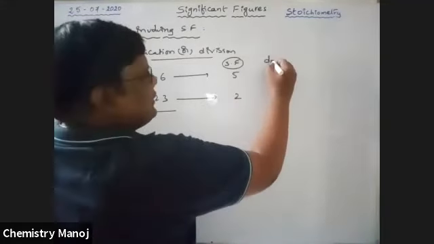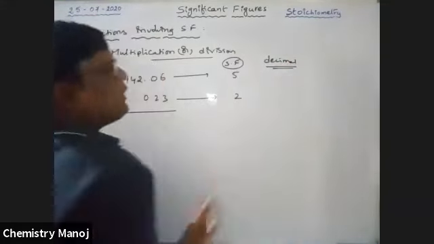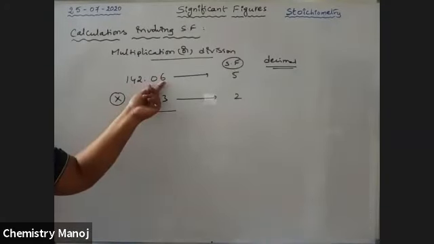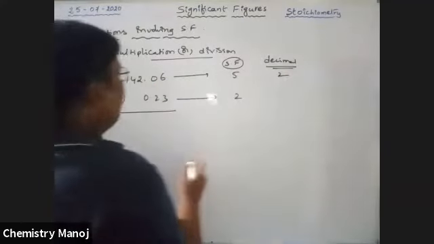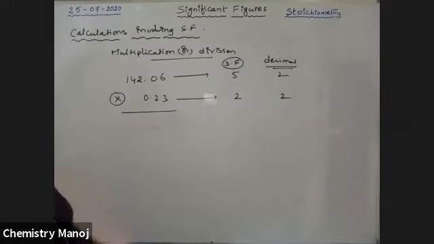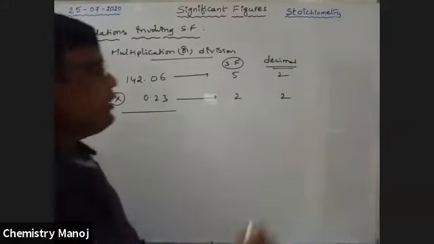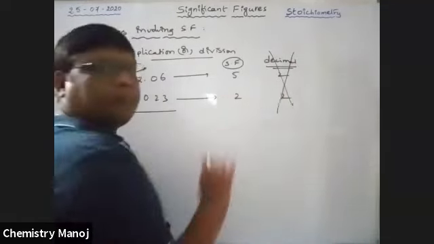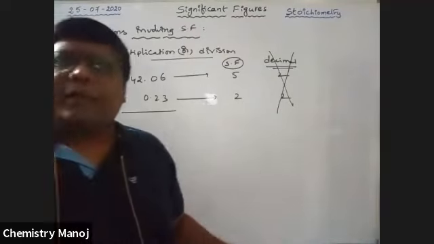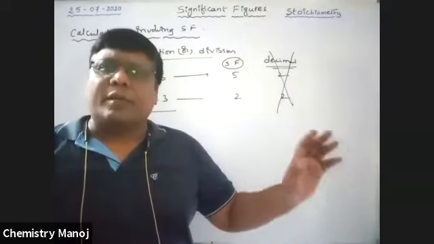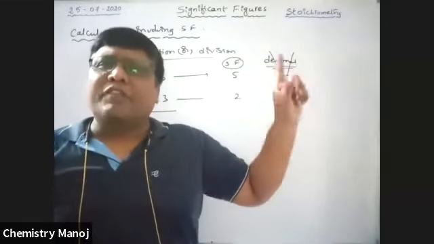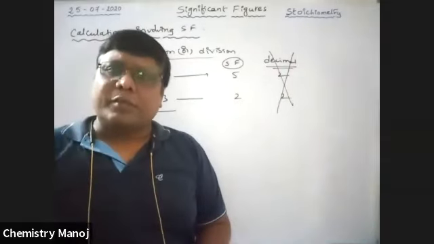Next, decimal places. Tell me, here, how many decimal places? 2 decimal places. Here, how many decimal places? 2 decimal places. Okay. So, during multiplication or division, we don't use decimal places. Whether those are equal or unequal, whatever it may be, we don't use decimal places. So, only during addition and subtraction, we use decimal places. That too, the least decimal place is the final answer during addition and subtraction.